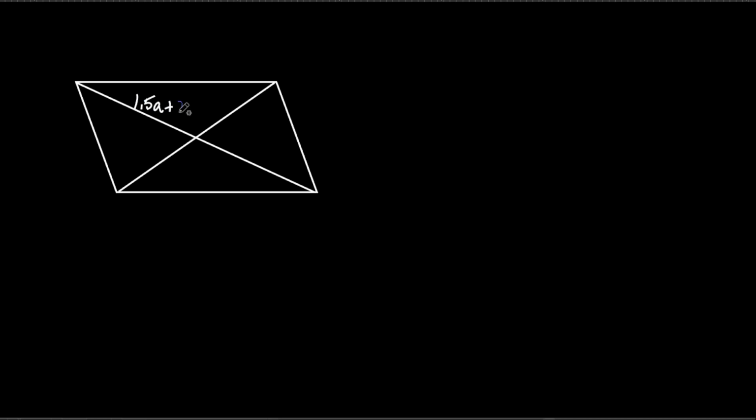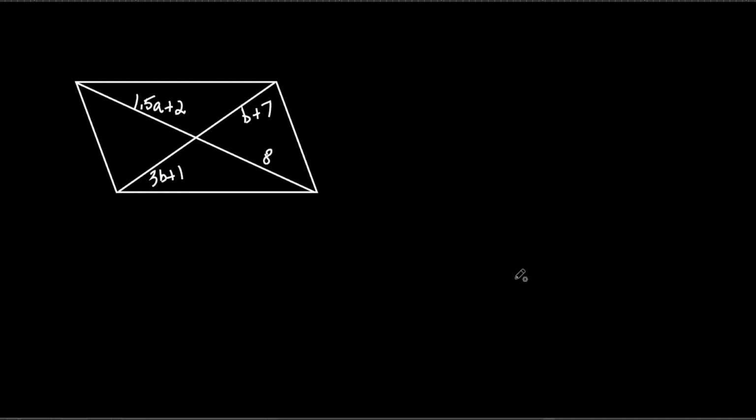1.5a plus 2. All right, and then this one is 8. This one is b plus 7. Let's try this again. B plus 7. And the other one was 3b plus 1. We're basically doing the same thing, but we've got a little bit of a different situation here.